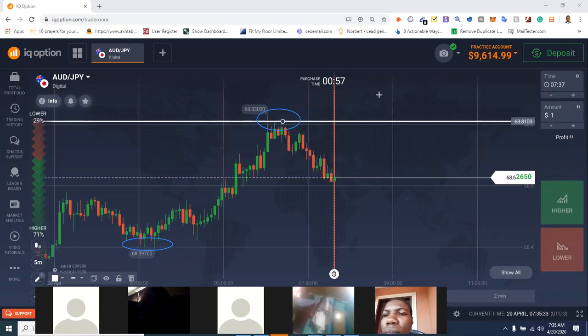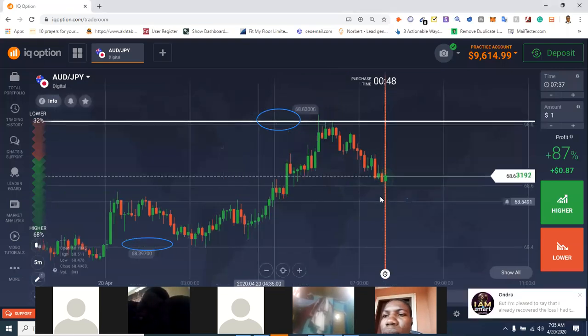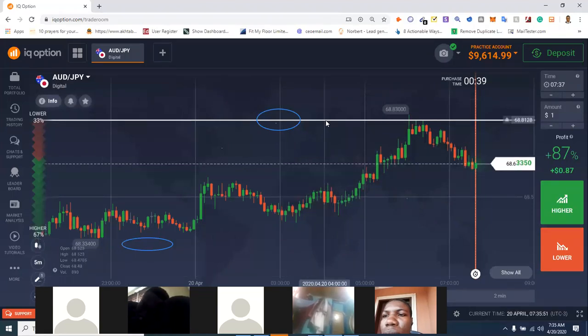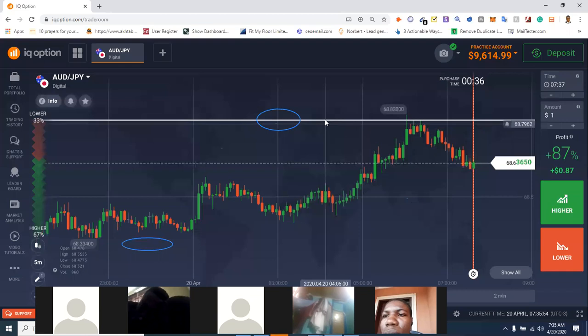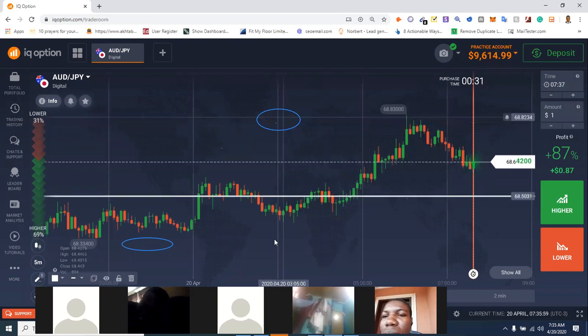Let me remove this. Now, I've already drawn a resistance here, so I want to draw support. Now for me to draw my support, I need at least 3 points. So let me look for those 3 points I'm going to pick. This is 1.